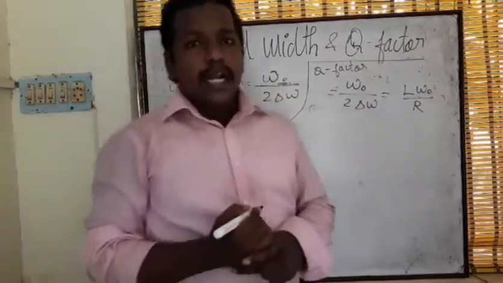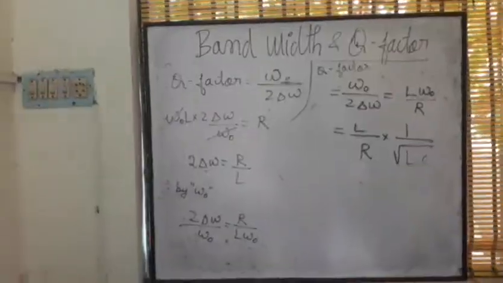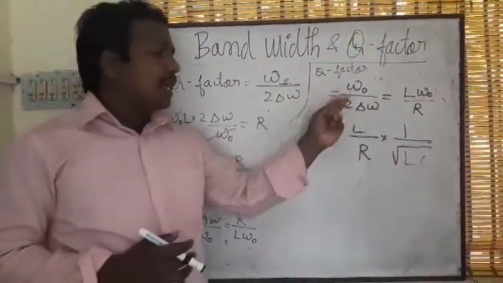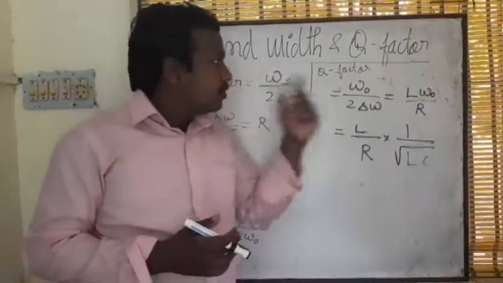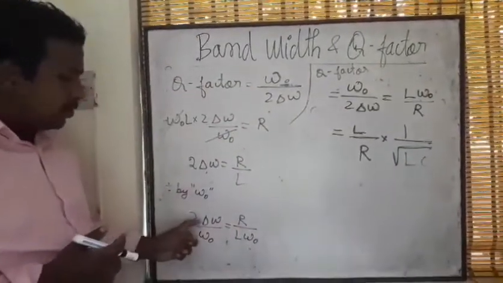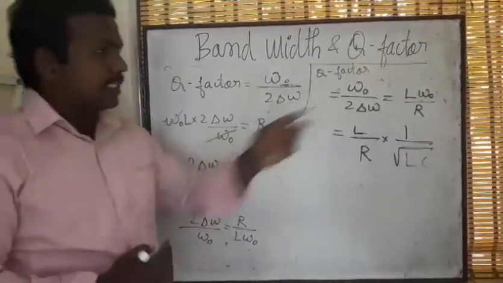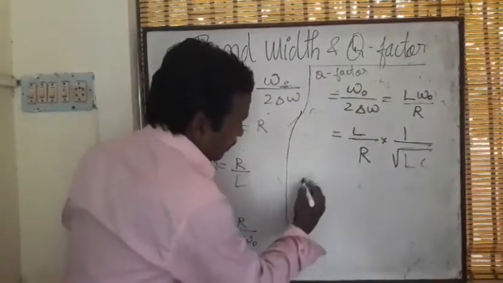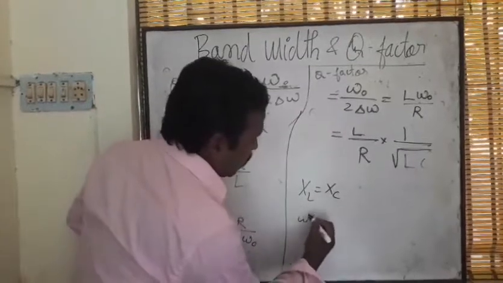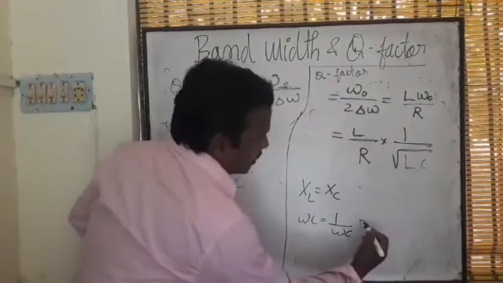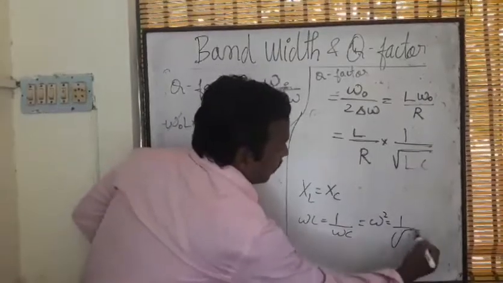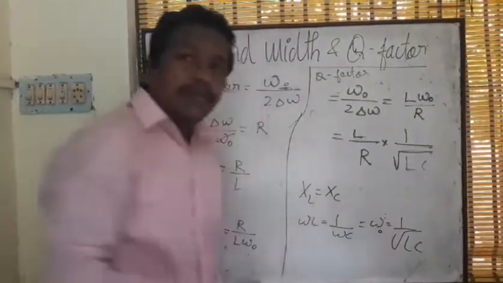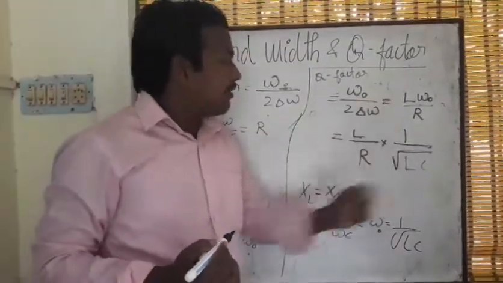As we know, omega naught is equal to 1 by root of LC. Here, the Q factor is omega naught divided by 2 del omega. So we got omega naught and 2 del omega; flip this equation and you will get this form. Finally we got the Q factor. As we know, XL is equal to XC, that means omega L is equal to 1 by omega C. So omega square is equal to 1 divided by LC, so omega is 1 divided by root of LC. So at the maximum resonance condition, omega naught is equal to 1 divided by root of LC.